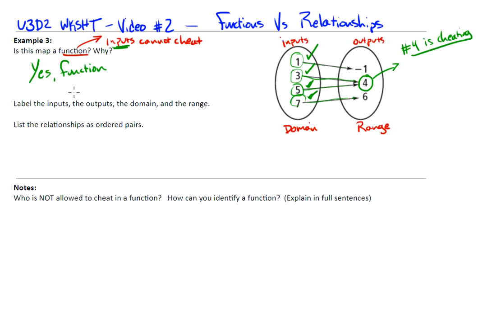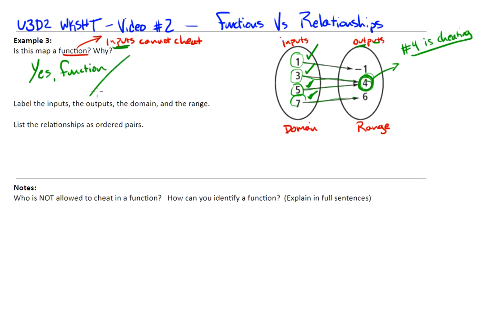So even though number 4 is cheating, why is this still a function? The answer is that number 4 is an output. Outputs are allowed to cheat. It doesn't matter if outputs have more than one input. What matters is if inputs have more than one output.